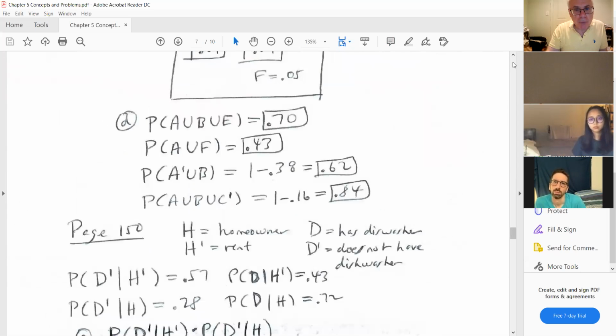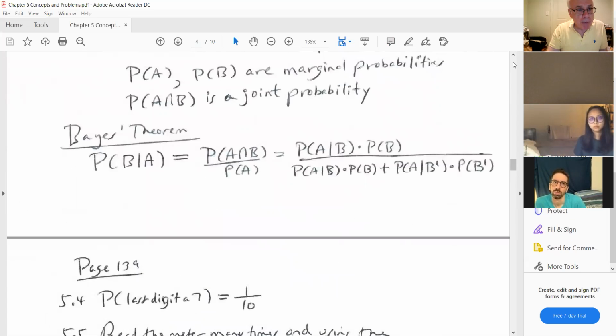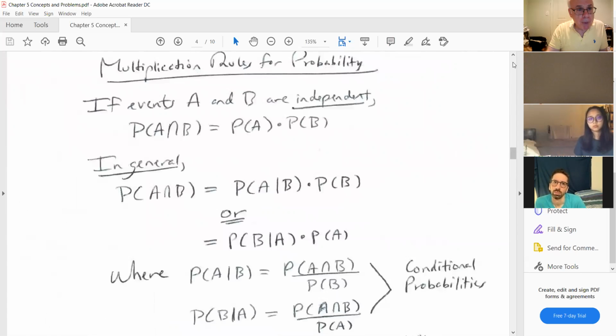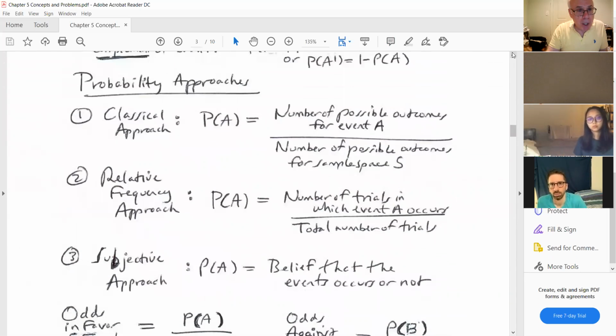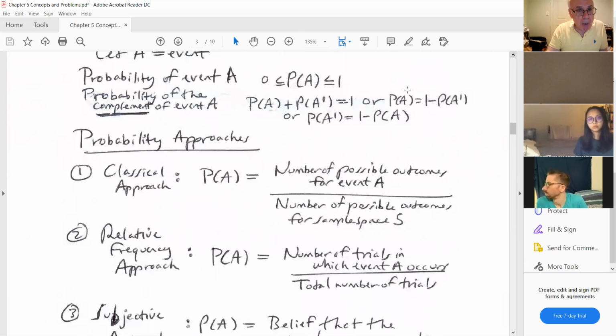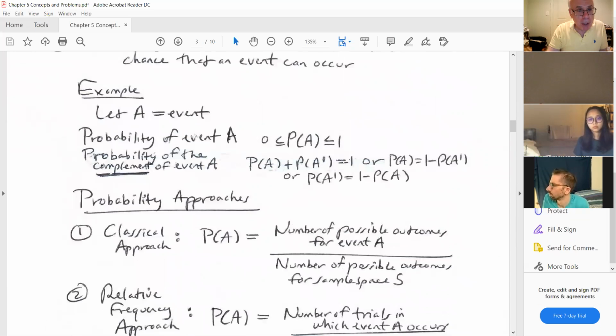Now, let's actually look at some of these problems. Let me make sure I covered everything. Yeah, I did cover everything, because I think in the handout, if you've looked at it, I went over the basic ideas of probability.